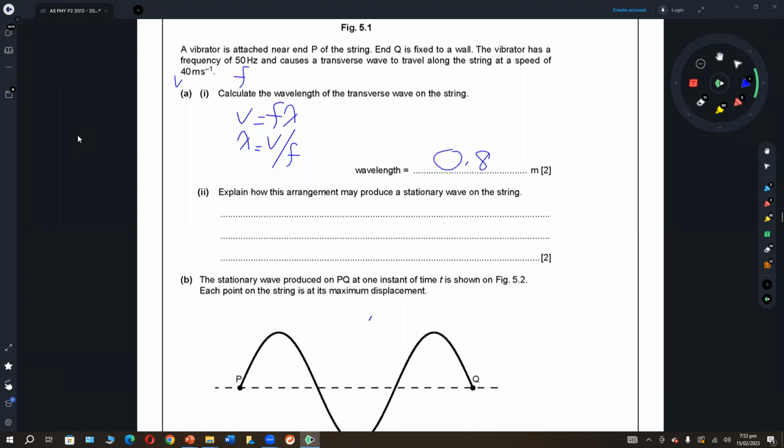One significant figure. Explain how this arrangement may produce a stationary wave on the string. This is their favorite question. And you should always remember that a stationary wave is produced by the superposition of incident and reflected waves. It's a memory to build. Now, we move forward.